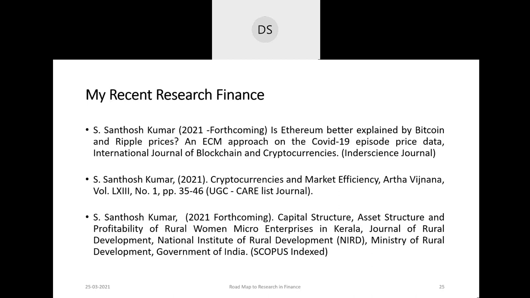So these are my recent researches in finance. One is Ethereum. Ethereum is a cryptocurrency better explained by Bitcoin and Ripple prices: an ECM approach on the COVID-19 episode price data, which is accepted for publication, pending publication, in an interdisciplinary journal. Another one is cryptocurrencies and market efficiency, published in Arthavijnana, which is a UGC-CARE journal. And another one, all are in 2021: capital structure, asset structure, and profitability of rural women microenterprises, in the Journal of Rural Development of NIRD.